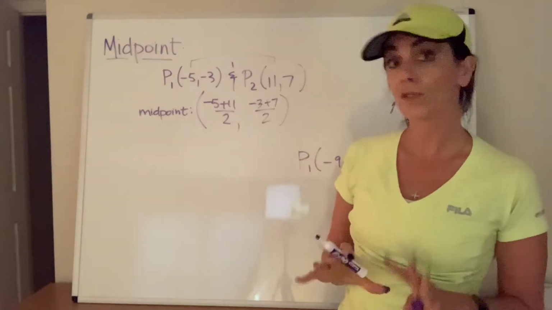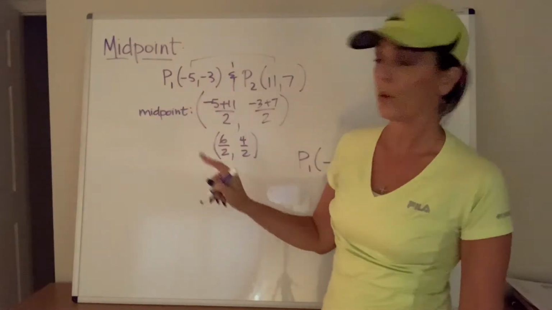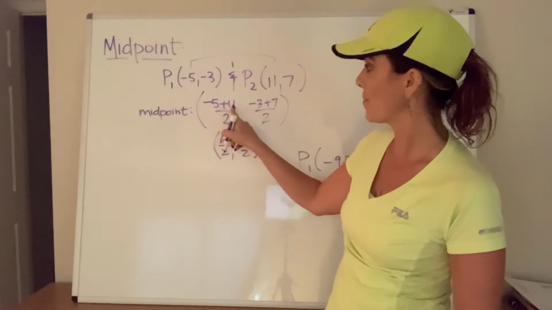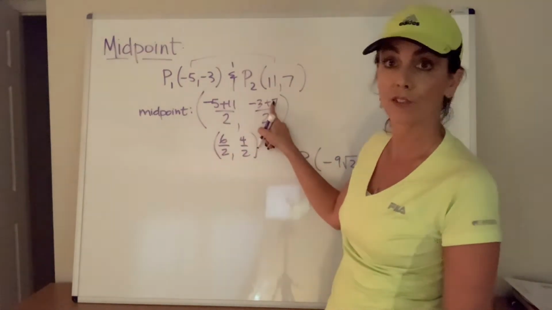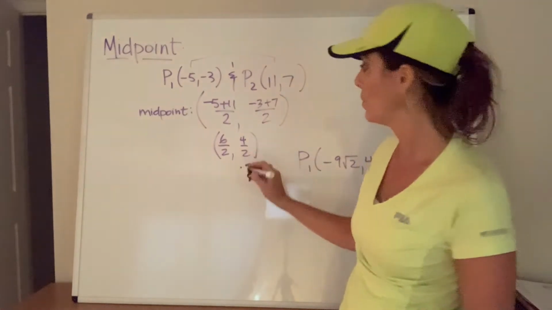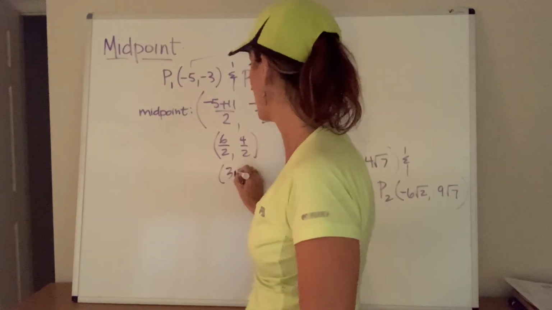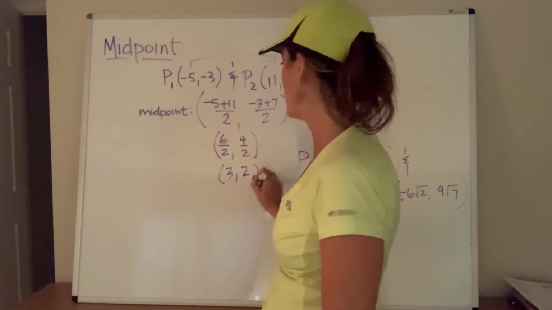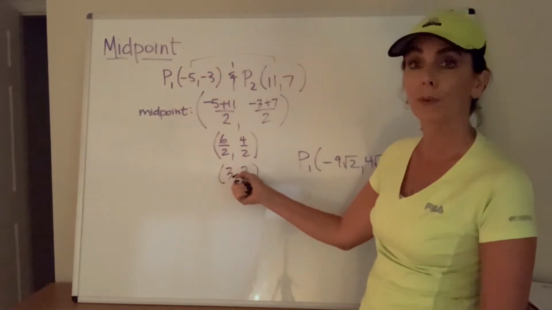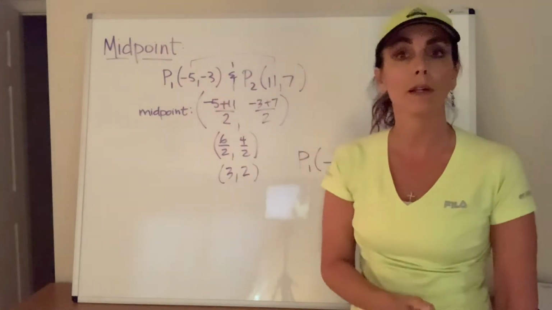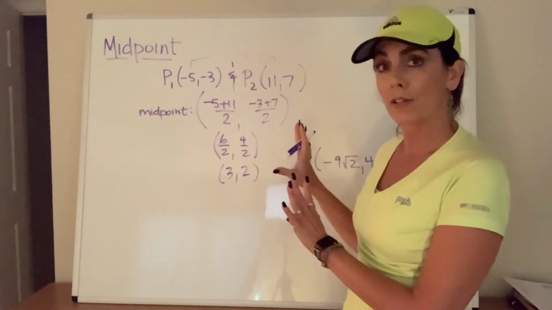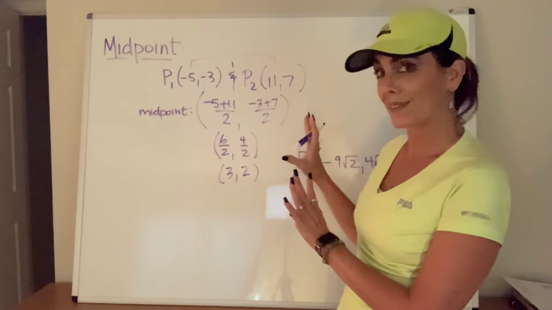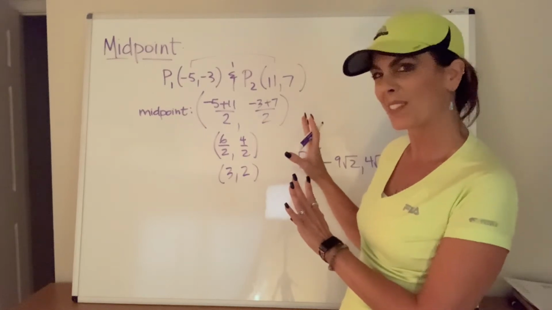All right, so now let's simplify things. When we clean up the numerator, -5 plus 11 is 6, divided by 2, and -3 plus 7 is 4, divided by 2. Then we clean that up and say that's the coordinate (3, 2). So the coordinate (3, 2) would be right smack dab in the middle of P1 and P2. That was fairly easy. We had some really nice numbers to work with. They're not always so nice.